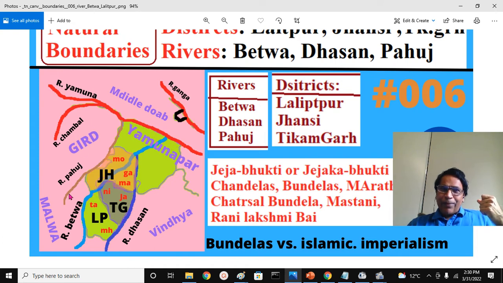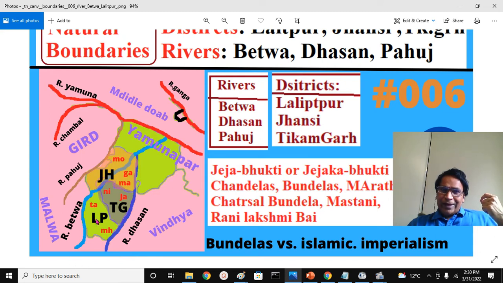This is the Pahuj River. The Pahuj River itself is a tributary of the Sindh River. Here there is a Sindh River, not the Sindh in Punjab. It is the other Sindh River. I have not shown it here to make matters less complicated. This is the historic Malwa region. This is the historic Vindhya region. Bhopal will be somewhere here.